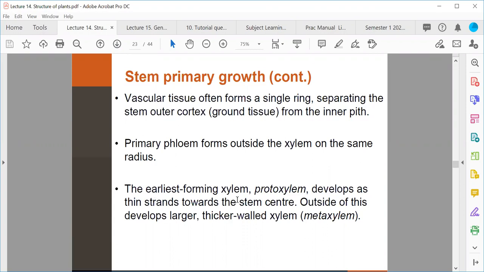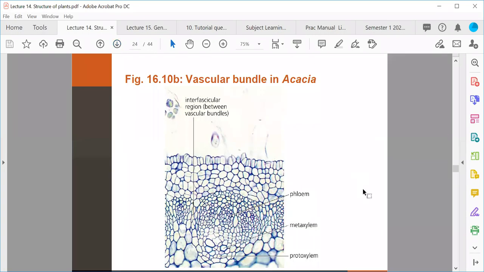The earliest forming xylem, which we didn't actually see there, is referred to as the protoxylem. And then outside of this develops the larger, thicker-walled xylem cells, which is called metaxylem. So protoxylem and metaxylem. And yes, we can see that here.